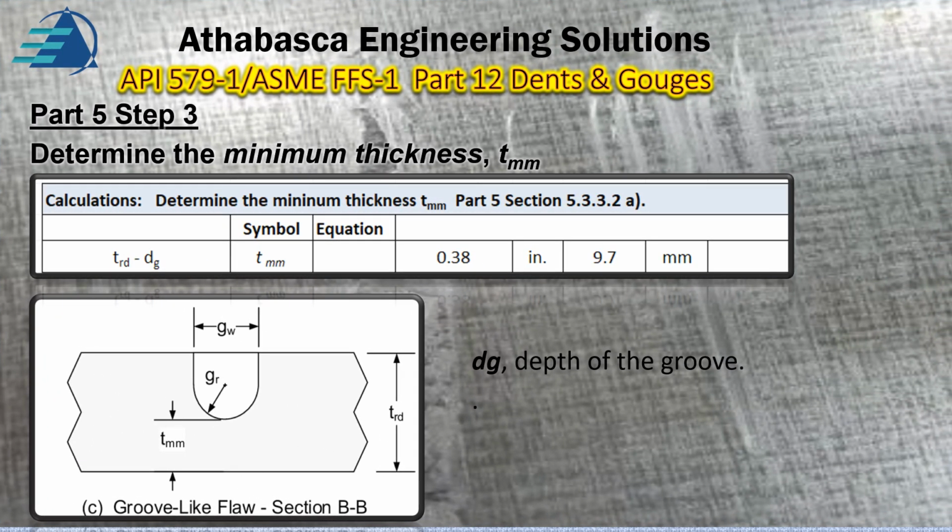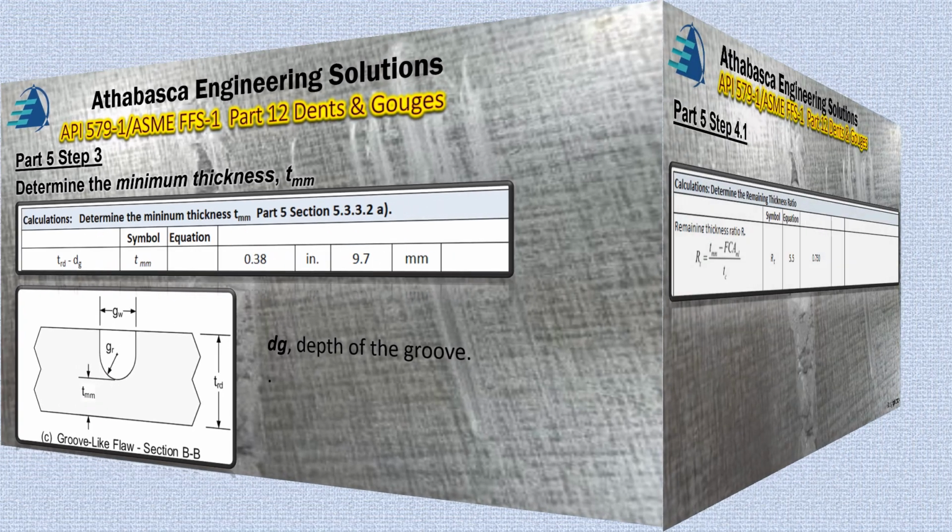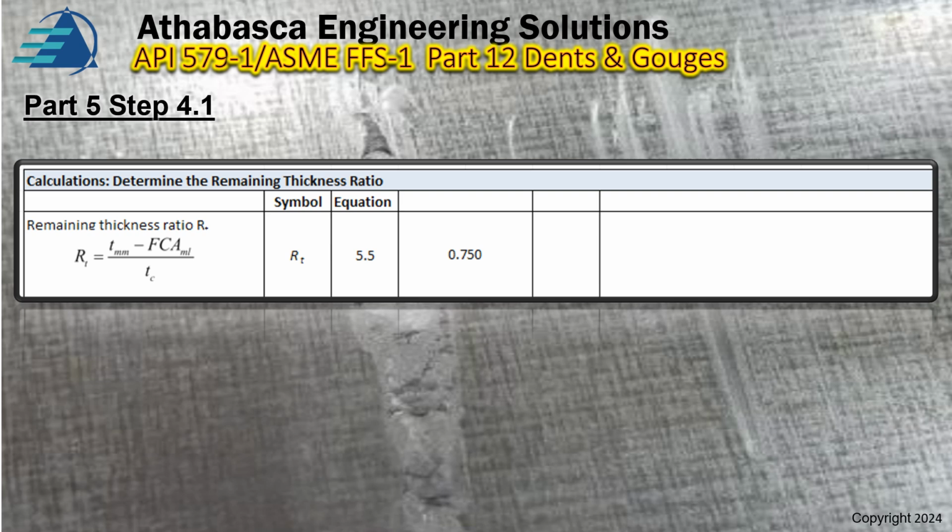We go to part 5, step 3, where we determine the minimum thickness, Tmm. We use this equation and determine the value of 0.38, where the thickness TRD is the through thickness of the part and DG is the depth. So that's how we get T min, which is over here. In step 4.1 of part 5, we determine the remaining thickness ratio. Recall we calculated T min and TC in earlier steps, and then we get this ratio.